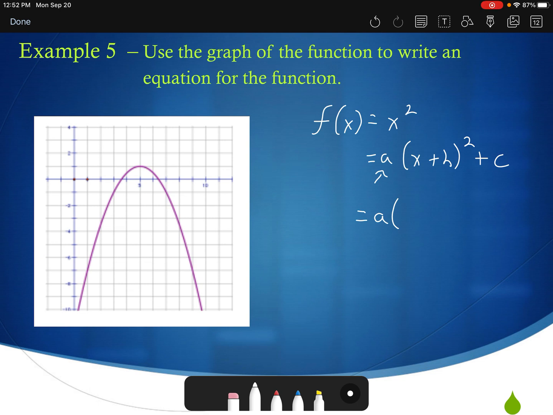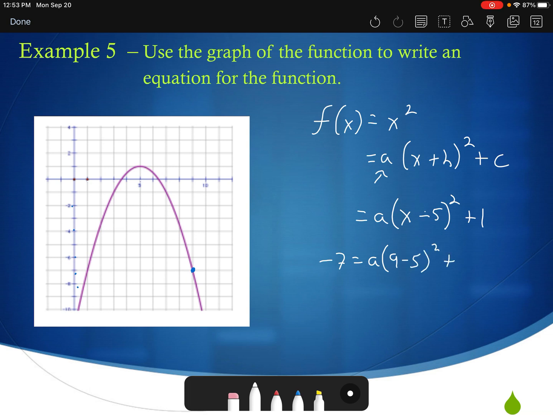So we have A, let's see, it's been shifted over 1, 2, 3, 4, 5. So that's going to be -5, right? Because it's to the right. And then up 1. Now we need to pick a point that we can see clearly. I think that's 1. So 2, 4, 6, 8, 7. So 9, -7 is a point.